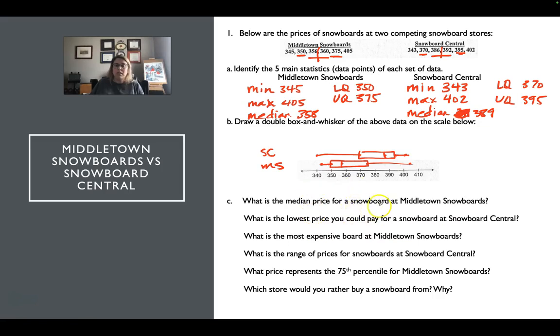So what's the median price for a snowboard at Middletown Snowboards? Well, we've already written that. It's $358. What's the lowest price you could pay for a snowboard at Snowboard Central? At your minimum, it's $343. What's the most expensive board at Middletown? That would be your max of $405.